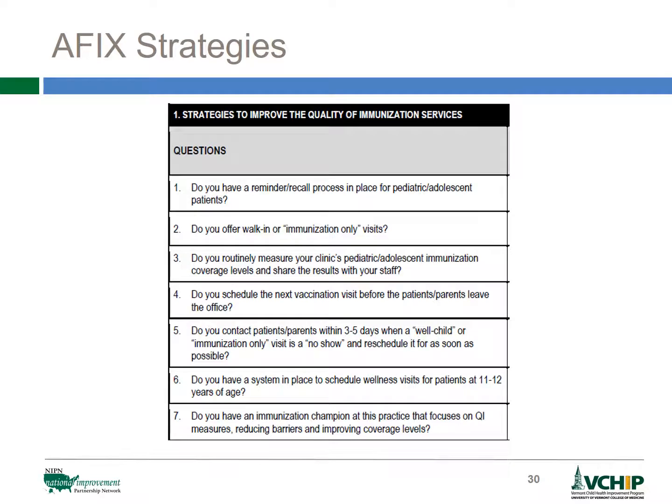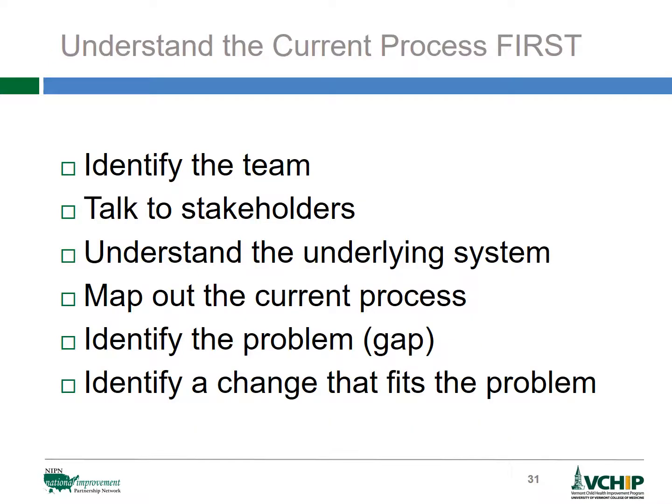So here are some of the strategies that you would find from an AFIX visit. These are all good strategies, and as you're doing your AFIX visit, you'll be working with a practice to identify which one of those they might want to implement using a quality improvement model. Sometimes identifying which of those they want to implement really requires understanding the current process first. So you may have heard the term root cause analysis or process flow mapping. These are two different tools that really can help sites understand their current system.